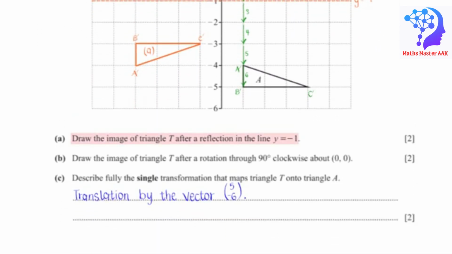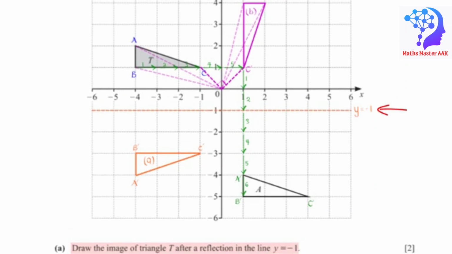Draw the image of triangle T after a reflection in the line y is equal to negative 1. So first, we need to draw the line of reflection. And so that will be a horizontal line passing through negative 1 on the y-axis. Since we move point C 2 units downwards to touch the line of reflection, we also need to move 2 units downwards from the line of reflection to pin the new position of point C. After repeating the same process for all the vertices of triangle T, we are able to map out the reflected image of triangle T.